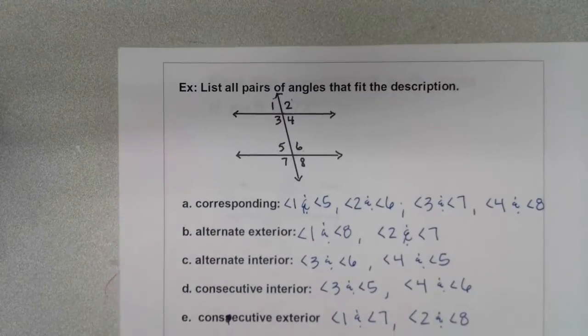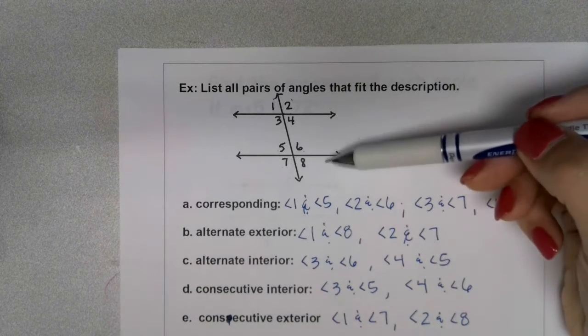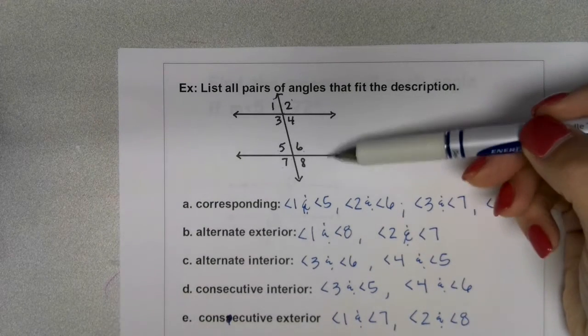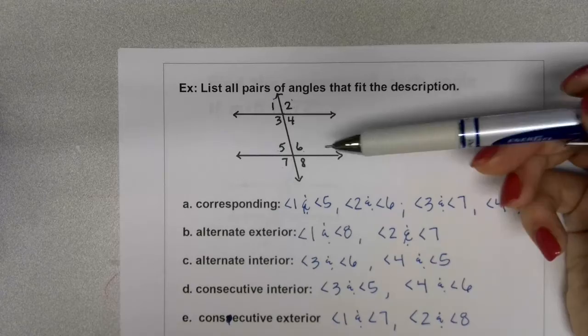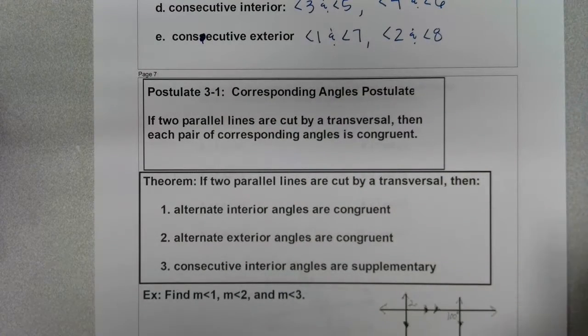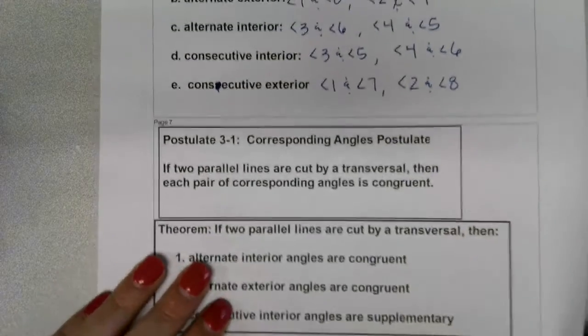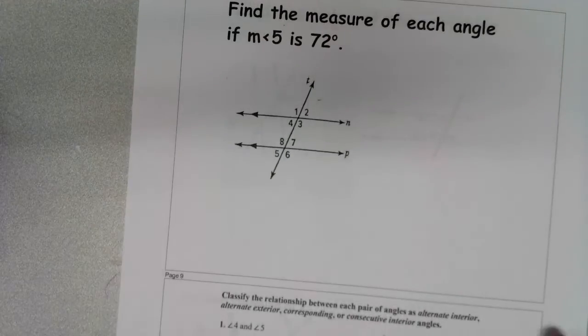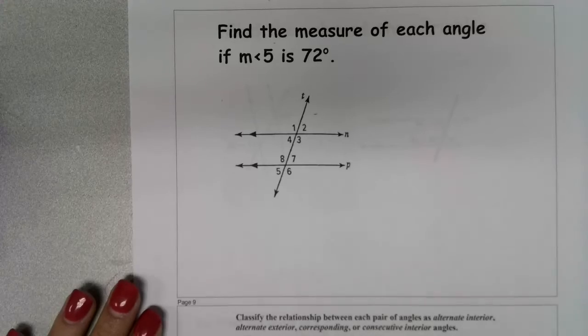So up here, even though these lines may look parallel, I was not given any information that they are parallel, so I cannot say that any of these angles are congruent. But once I have lines that are given to me that are parallel, then I can figure out which angles are going to be congruent, okay? So we'll come back to that diagram on the back. I want us to come over here, okay?